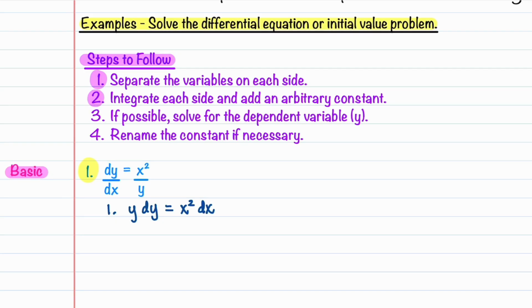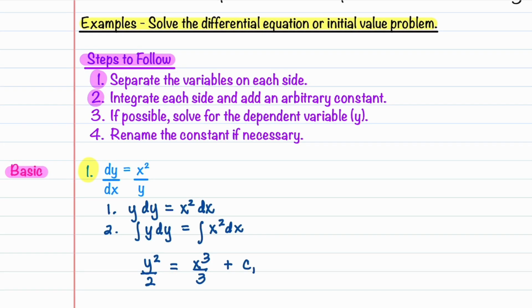In step 2, what we're going to do is integrate each side and then add on an arbitrary constant. We're going to have the integral of y dy, and that's equal to the integral of x squared dx. Let's go ahead and integrate this. We have y squared divided by 2 is equal to x cubed divided by 3 plus our constant. And I am going to call this constant C1 because we might have to relabel it later, and I always like to end with our constant being equal to C. I think it makes the solution just look a little bit cleaner.